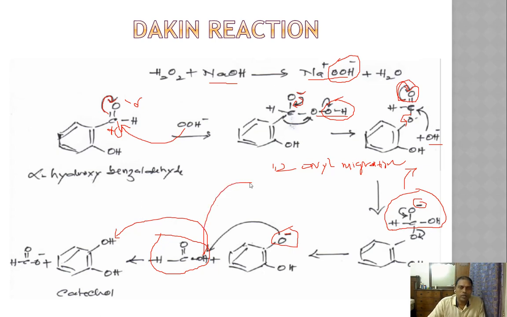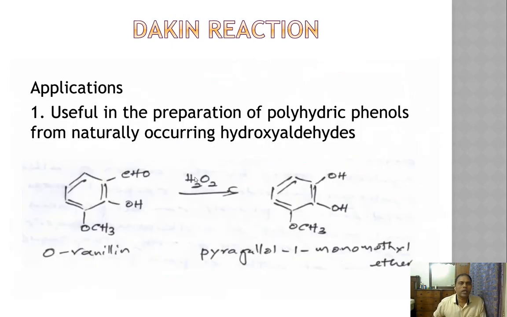This hydrogen is going to get shifted over here, and that will form that hydroxyl group over here, right? So that is how this aldehyde group is getting converted to this hydroxyl group, and you are going to get catechol from alpha hydroxy benzaldehyde. That is the reaction mechanism.